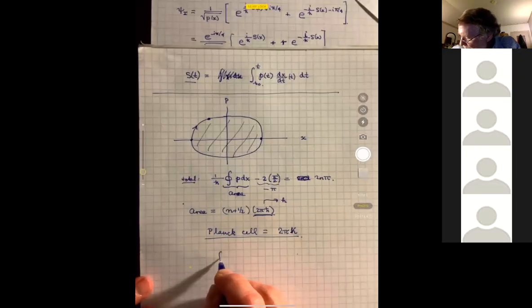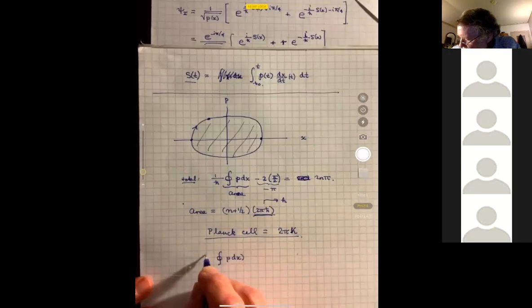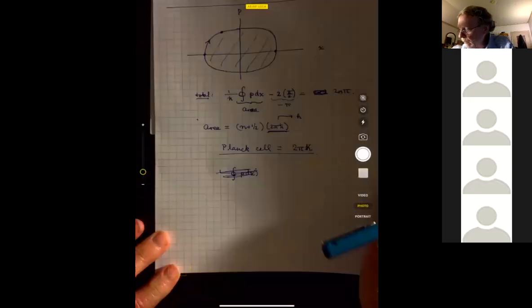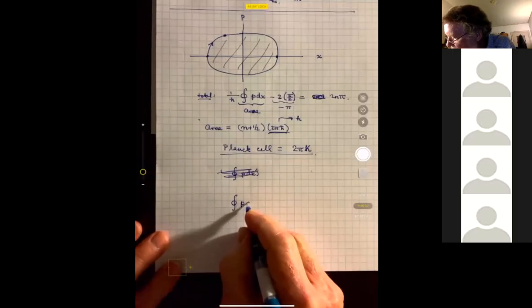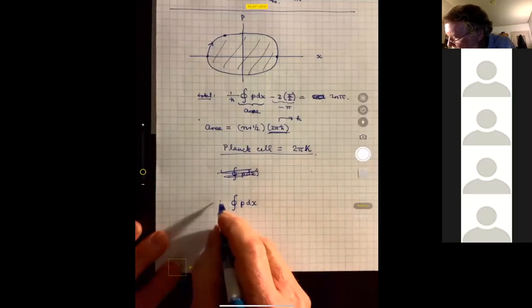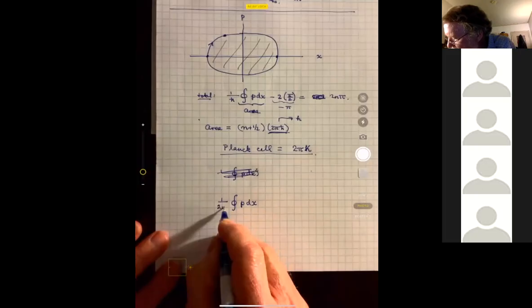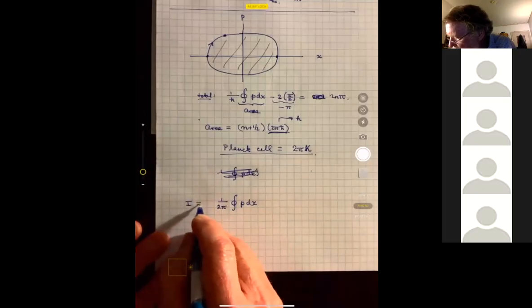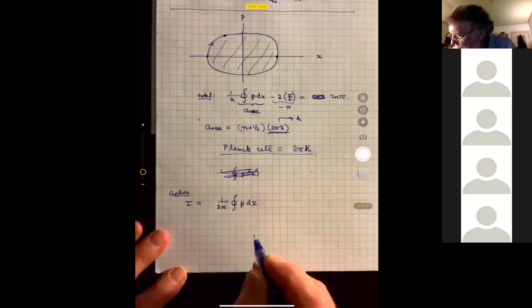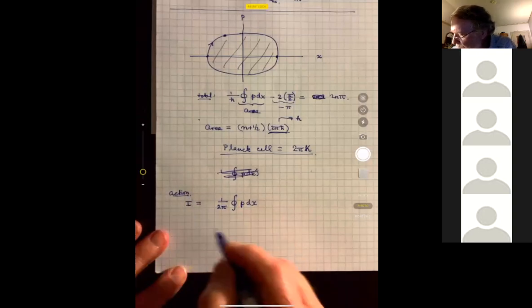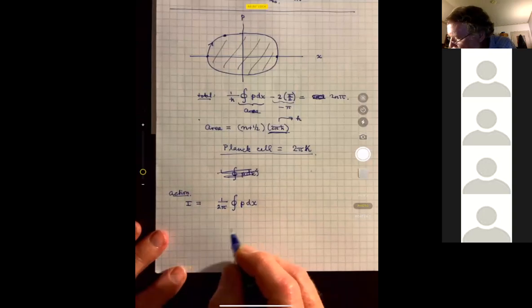The area of the orbit in phase space, the integral of p dx in classical mechanics, of a one-dimensional oscillator, if we divide by 2 pi, is called the action and is sometimes given a symbol I. This is just a definition that comes from classical mechanics. It's just 1 over 2 pi times the area, is all it is.